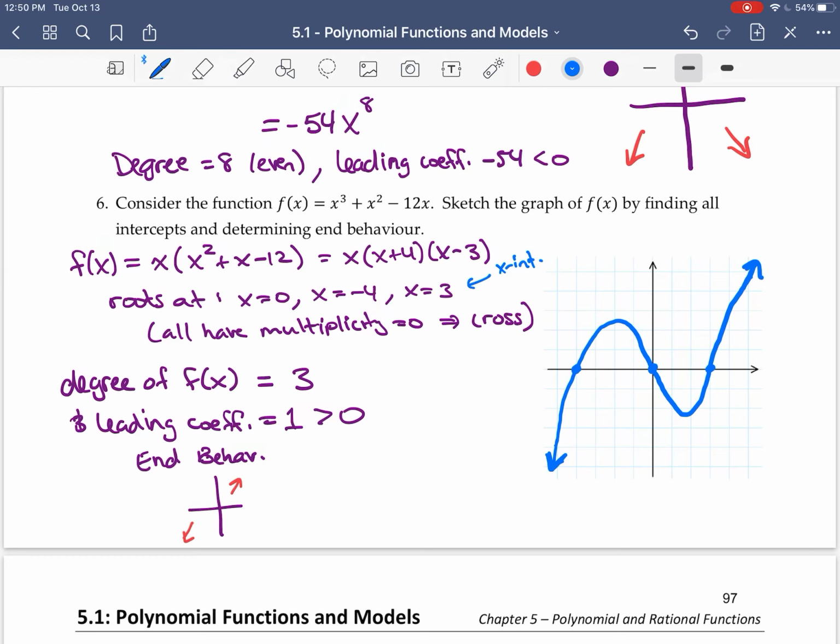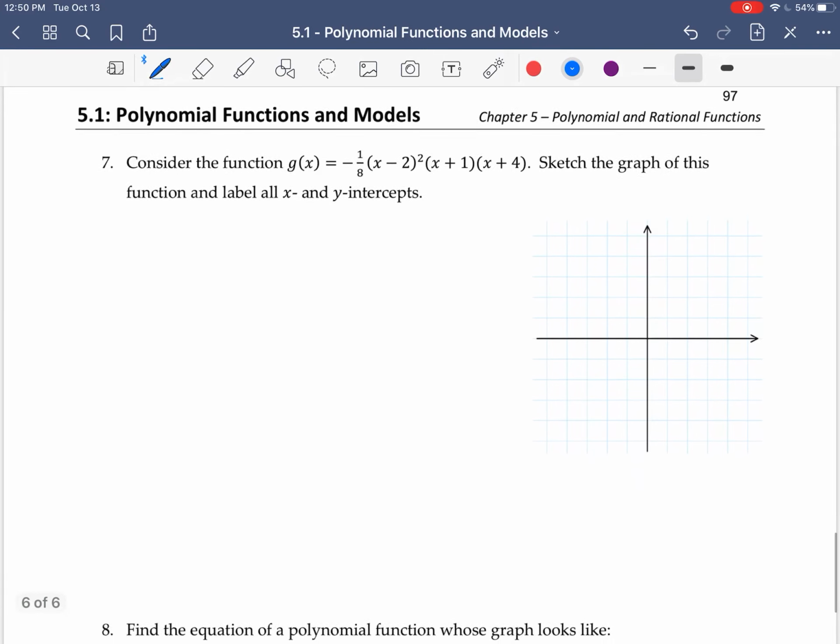And actually I should have found the y-intercept as well, but it turns out that because our x-intercept was 0, the y-intercept is also 0. Okay, but that's what our graph would look like. We just have a couple more to do.